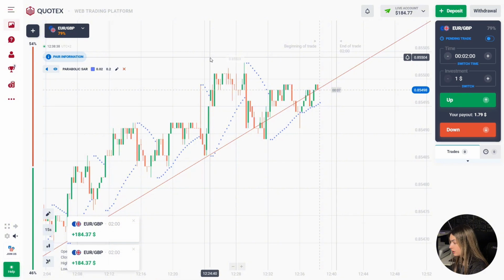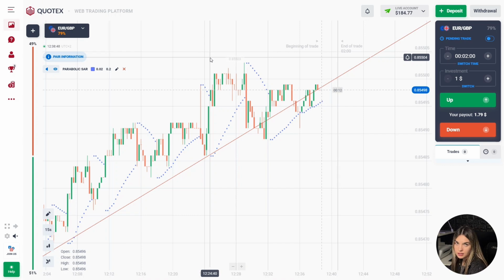Well, it's not bad at all. As you can see, the price shows a slight upward movement. Our deal closed in a profit above entry point. 2 minutes here was just enough for us, and also the indicator gave us a really good entry point. So guys, let's continue next.